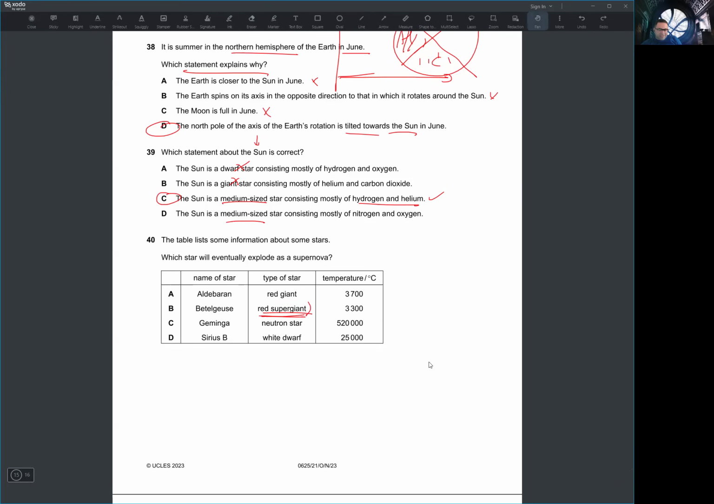So what I'm looking for is the words red super giant. None of these other things matter to me. What am I looking for? What have we studied? Oh yeah, the life cycle of a star. So B. And that's November 23.